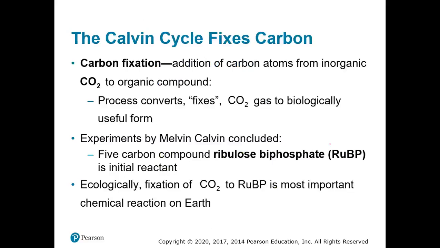So the first step of our Calvin cycle is called carbon fixation. Essentially, we have to process carbon dioxide. It can't be used in the Calvin cycle immediately. We got to process it a little bit first. And it was Melvin Calvin who ran the first experiments to kind of figure this out, hence the Calvin cycle. And he noticed that it was a 5-carbon compound called ribulose bisphosphate. Okay, that is going to be the initial reactant.